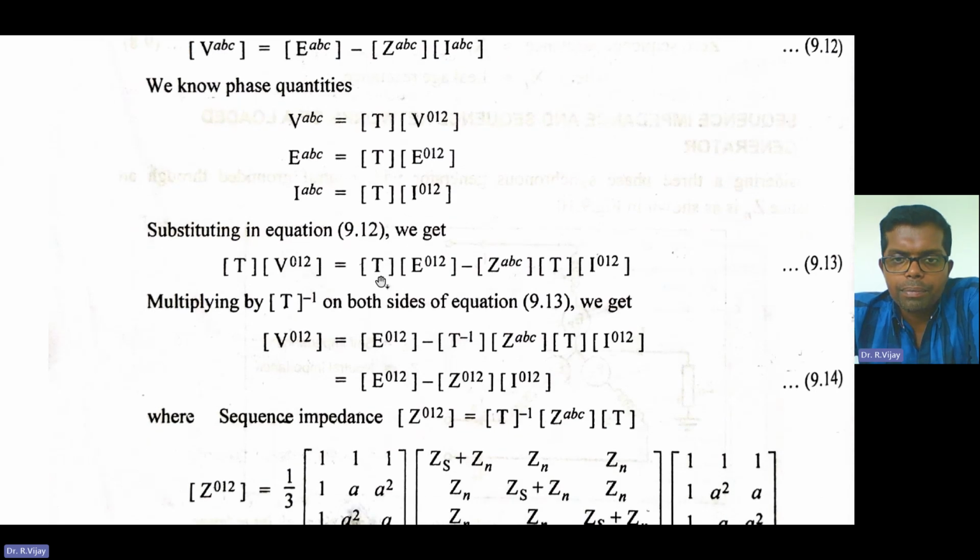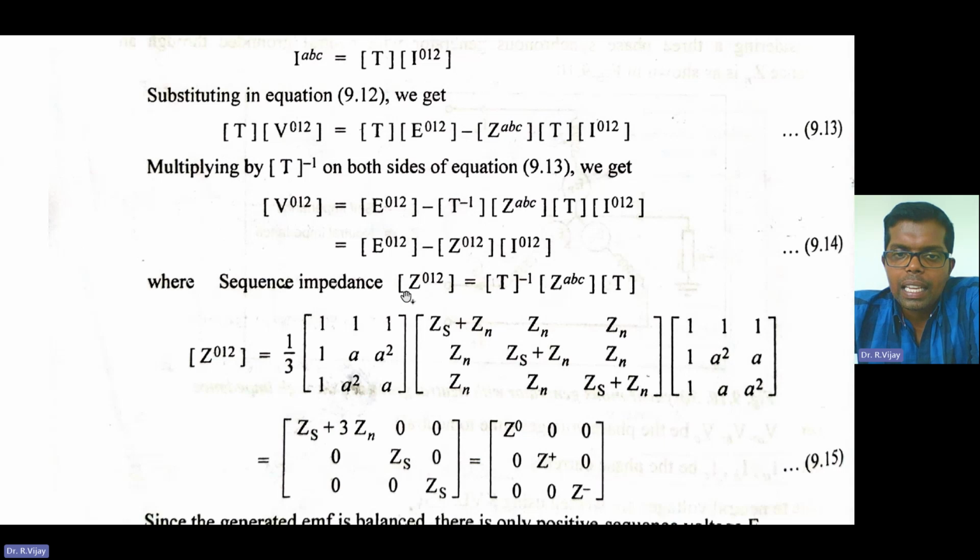Now, multiplying T inverse on both sides, T inverse and T get cancelled. So V012 is equal to E012, minus, here we write as it is, T inverse into ZABC into T into I012. So this we can rewrite as Z012, because we have already seen in our previous formulation, in the sequence impedance formulation, that T inverse ZABC into T we rewrite as Z012. So we are rewriting this equation as Z012 into I012. So V012 is equal to E012 minus Z012 into I012.